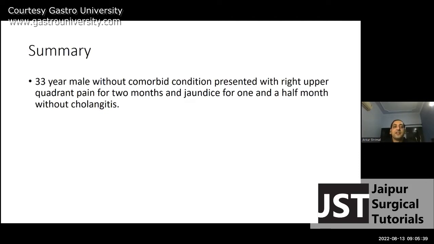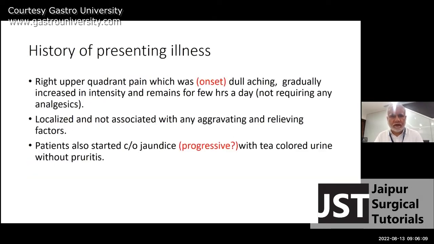Sir, summarizing, he is a 33-year-old patient without any known comorbid conditions, presented with right upper quadrant pain for 2 months and jaundice for 1.5 months, without history suggestive of cholangitis. Yeah, I think we've discussed the history interpretation of jaundice several times, so I would not repeat it again, but quickly let us go through your slides. We'll just spend a few minutes on history.